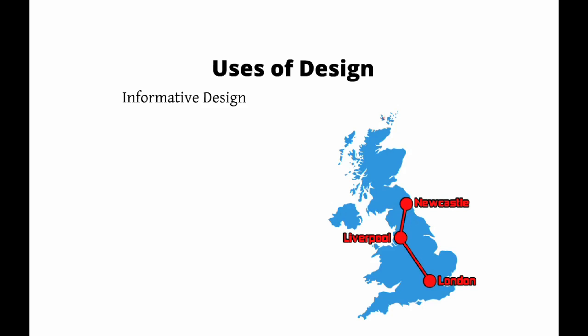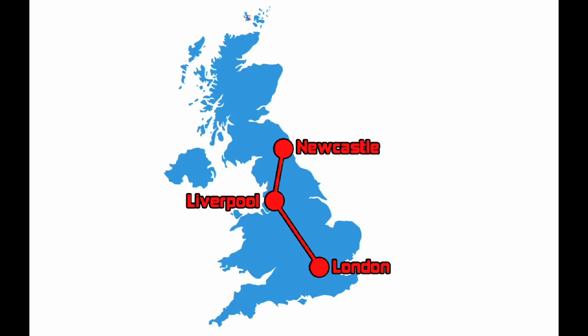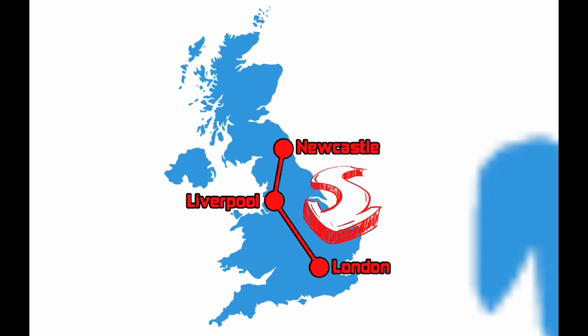Okay, so first up there is informative design. Design can be used to deliver information to people in a simplified way. Take the image here on the right. The map already tells you that we're talking about Britain, and the red points show a route between London and Newcastle via Liverpool. However, the design lacks any sort of starting or end point, so the person looking at this map doesn't know in which direction the route has been taken. By simply adding an arrow, you're now telling the user that the direction is south.